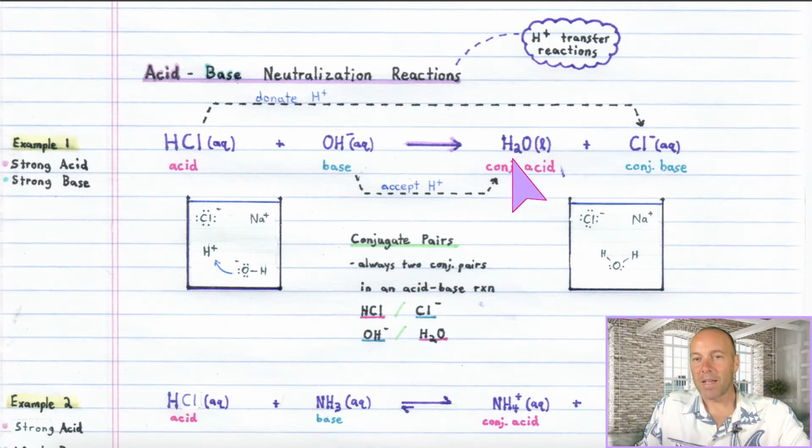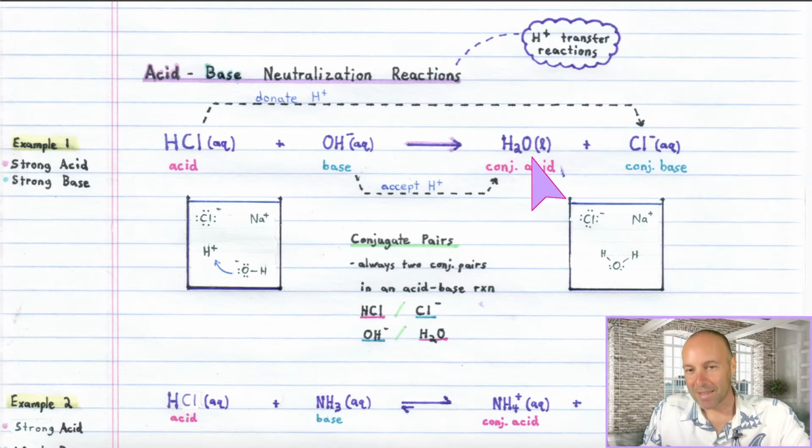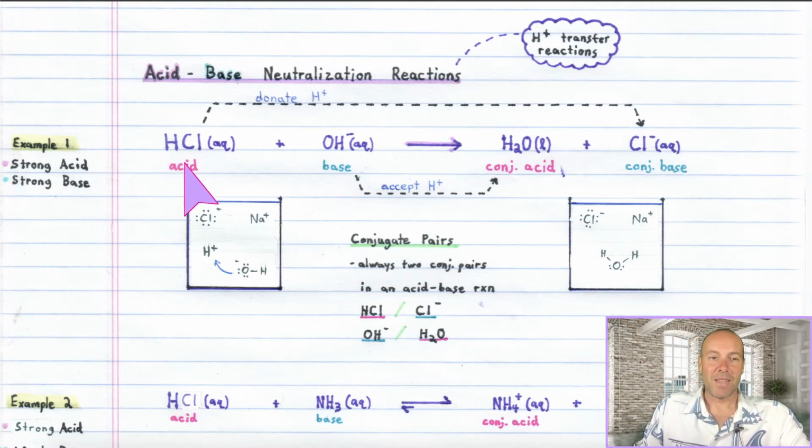On the product side, you call them conjugates. So this is the base and that's its conjugate acid. And then this is the acid and that's its conjugate base. But I like to think of them as simply a conjugate pair. So these two are a pair. This is the acid and that's the base form. And these two are another pair. That's the base and that's the acid form.